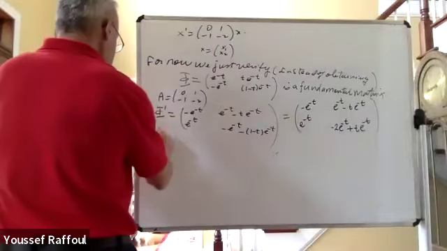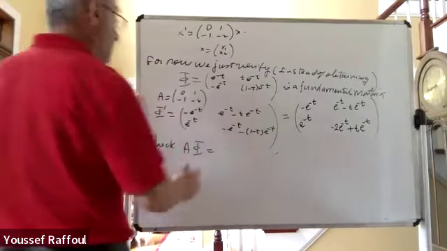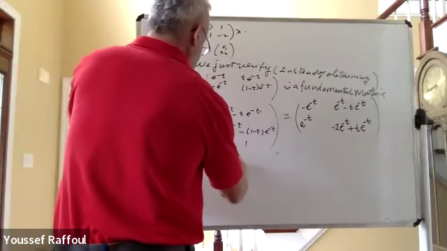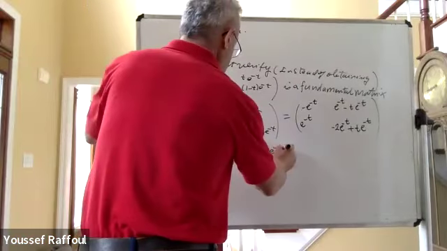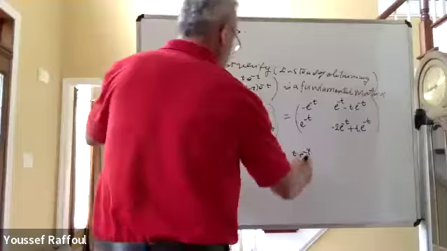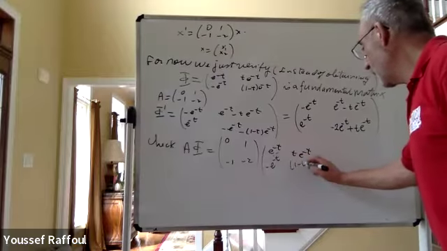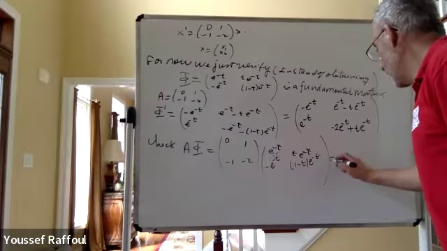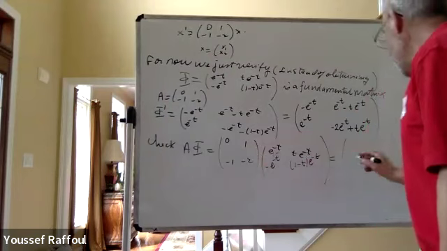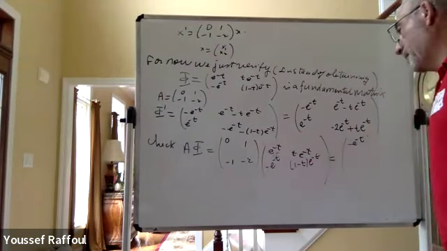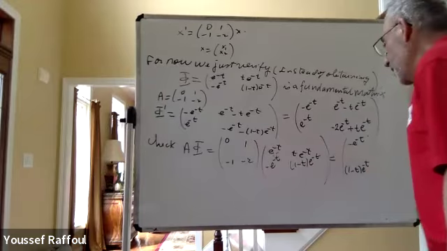Now let's check A phi. That is 0, 1, minus 1, minus 2 times e to the minus t, t e to the minus t, minus e to the minus t, 1 minus t e to the minus t. And if I multiply, this will be 0, this will be minus e to the minus t, and this will be 1 minus t e to the minus t.